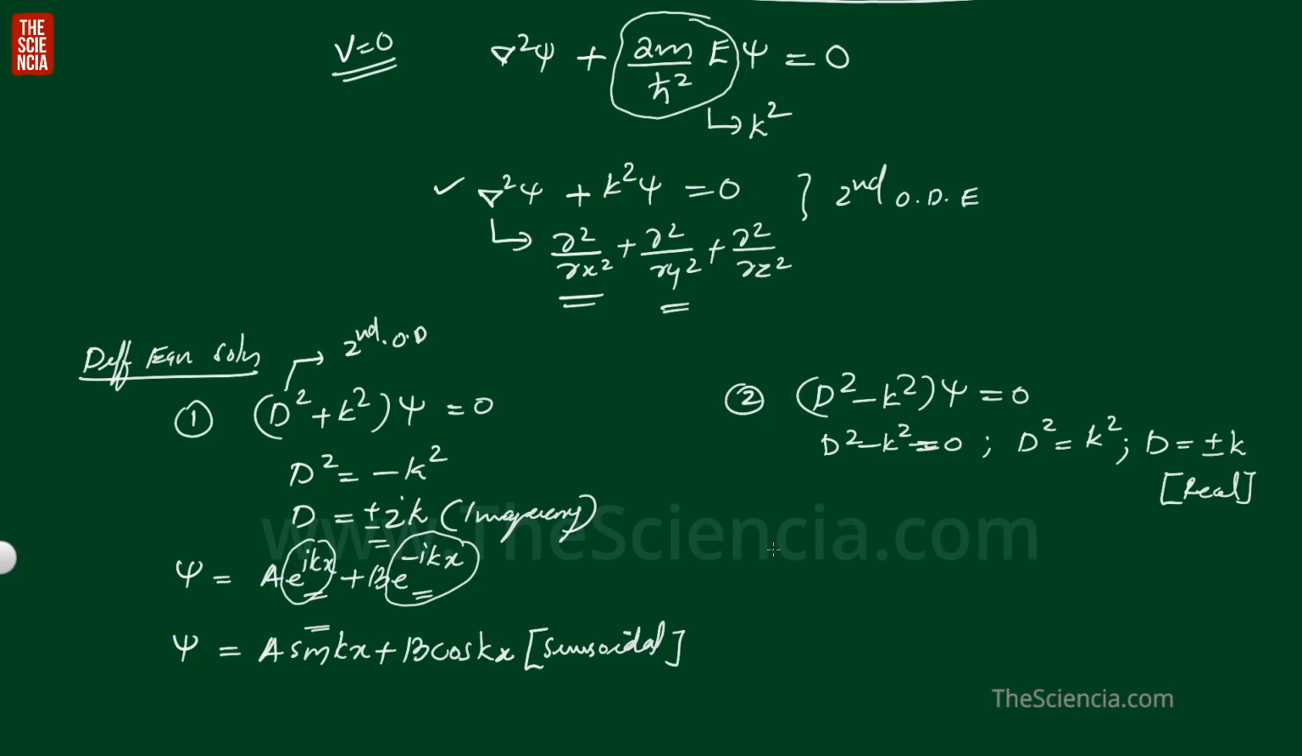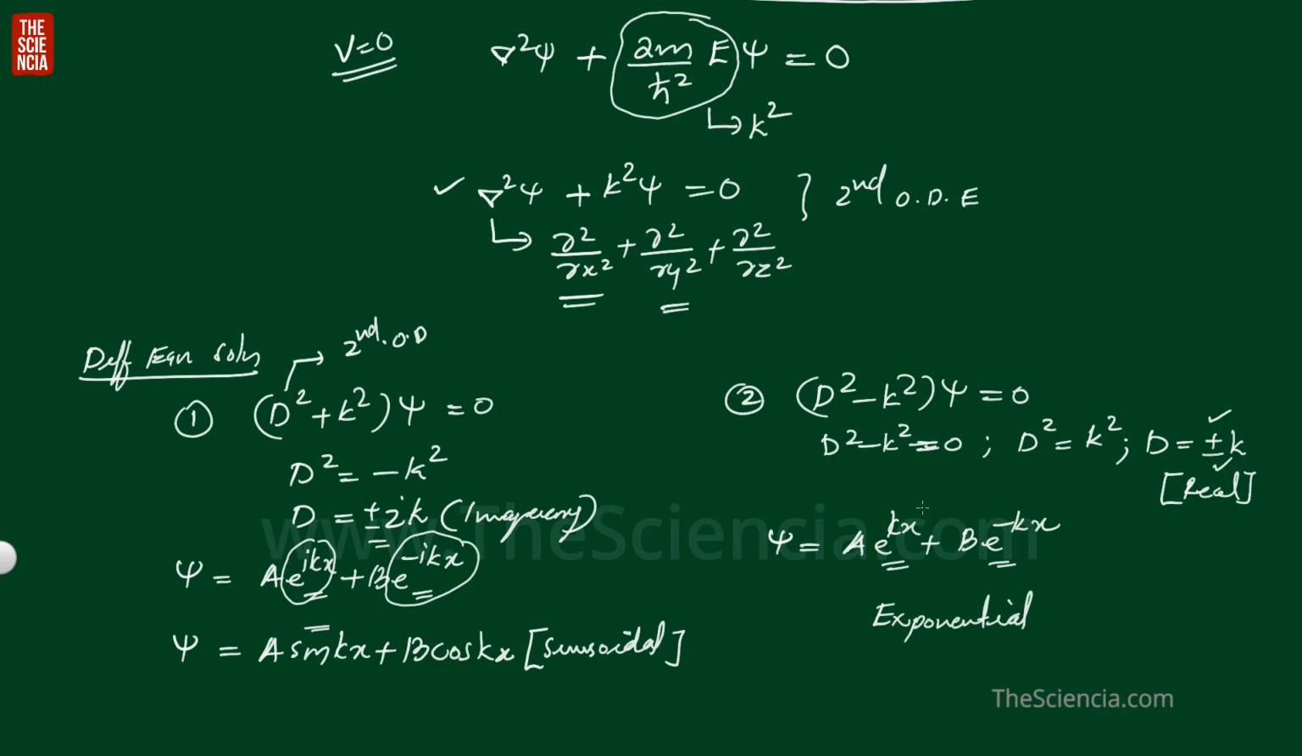And what we will get? We get psi is equal to a e raised to kx plus b e raised to minus kx. One corresponds to the positive solution and one corresponds to the negative solution. Okay. And you see this is an exponential function.